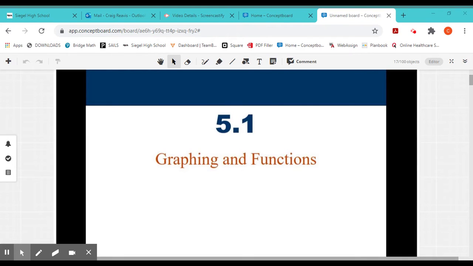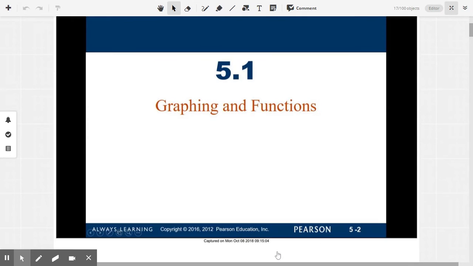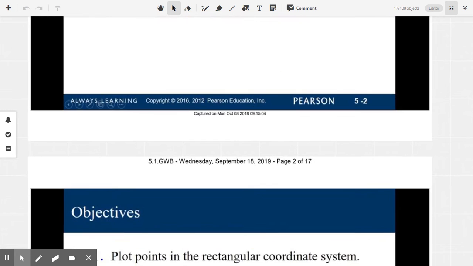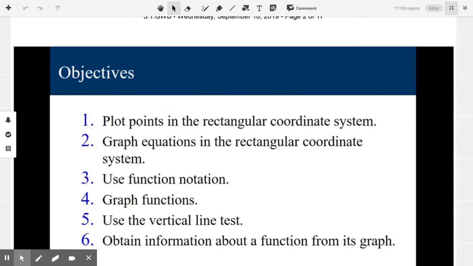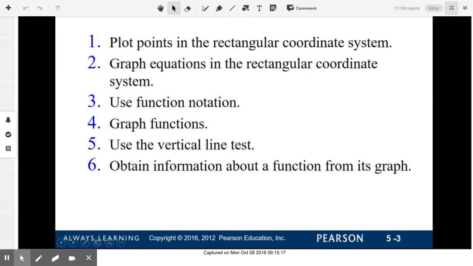All right, we'll move right on into chapter 5, first section of chapter 5, where you're going to start talking about graphing on a coordinate axis and functions and what are functions and things like that. So let us move forward. Here are the things we will be looking at today.